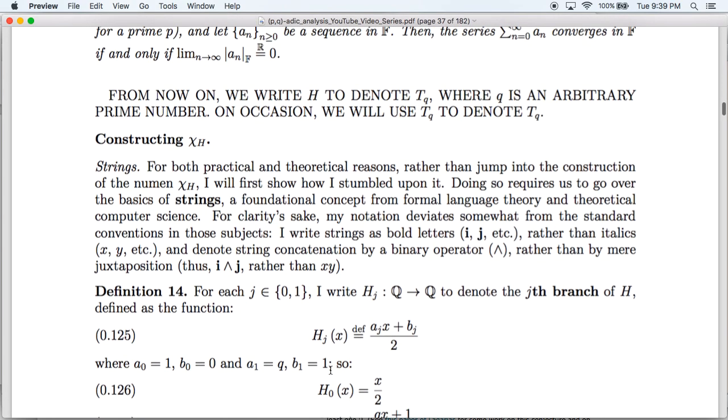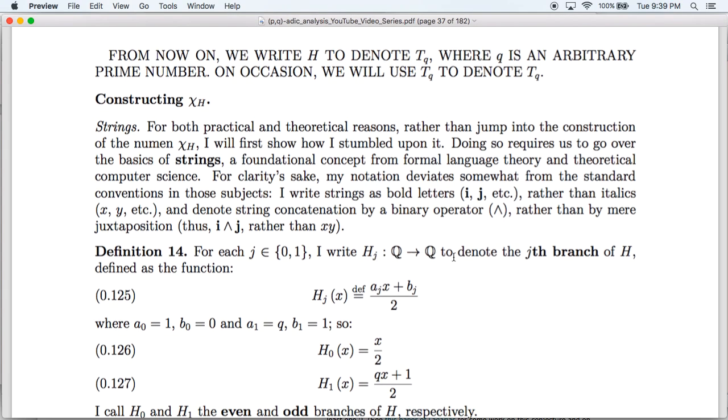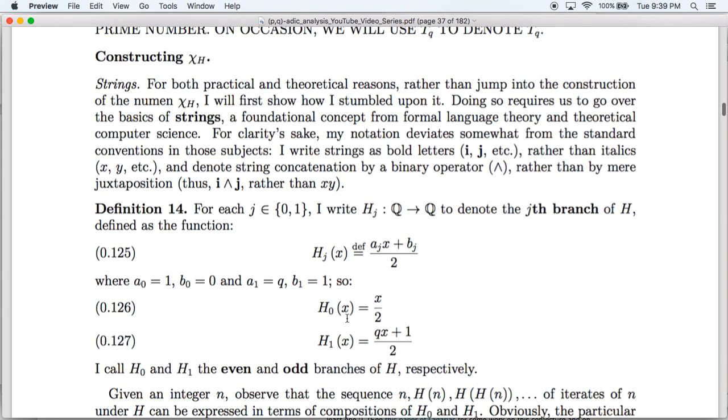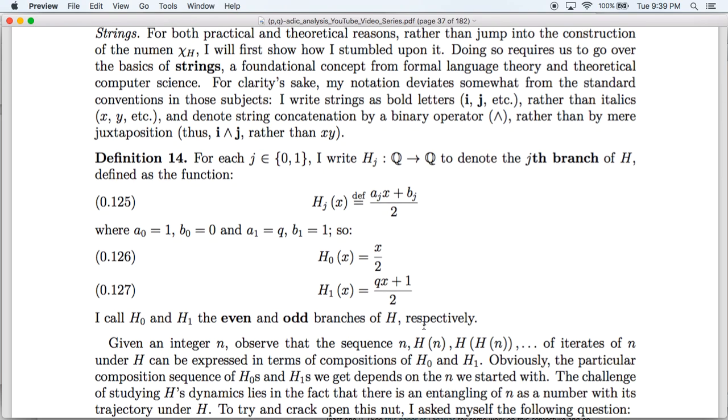So we begin with the branches. For each j in {0, 1}, I write h_j to denote the jth branch of h. This gives us two maps, h_0 of x equals x over 2, and h_1 of x equals (qx plus 1) over 2. I call h_0 the even branch and h_1 the odd branch. So now let's just recall the shortened Collatz map. The shortened qx plus 1 map accepts an integer n as input and then applies the even branch if n is even and applies the odd branch if n is odd.